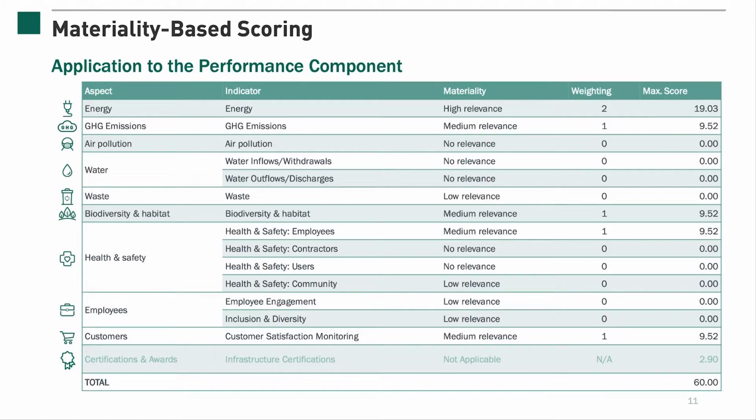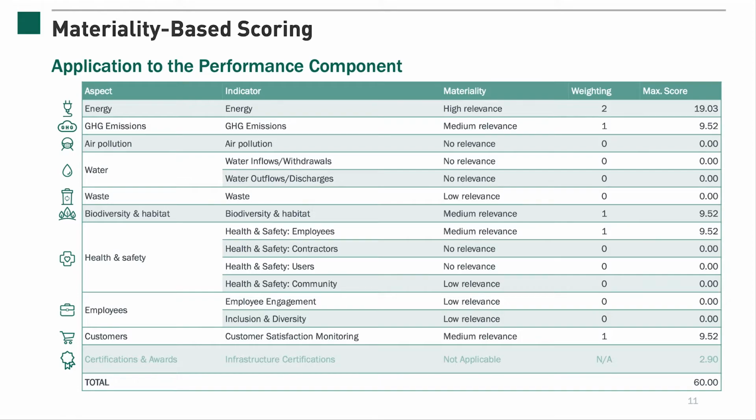This table shows an example of the application of materiality-based scoring to the performance component. You can see here that indicators relating to ESG issues of high relevance are weighted highly, in this case energy, and of medium relevance moderately, like greenhouse gas emissions, biodiversity and habitat, health and safety of employees, and customer satisfaction monitoring. Indicators relating to issues of no or low relevance are not scored. In this example, you can see that only 6 of the 15 possible indicators are scored.